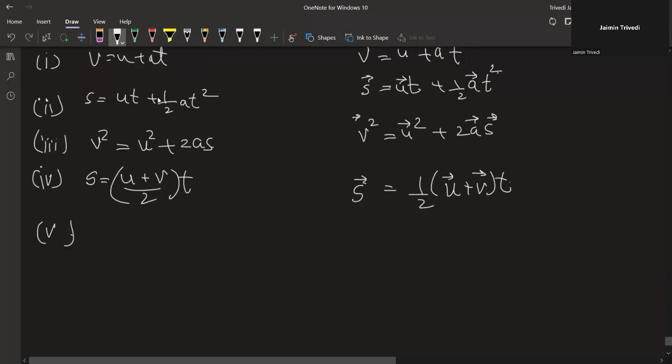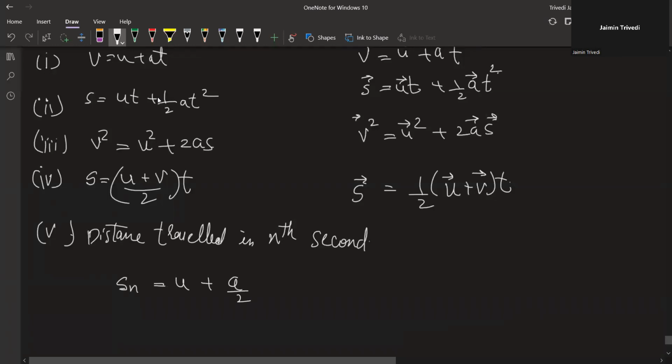Fifth equation. Do we have a fifth equation? It's similar to the previous one. This is for the distance travelled in the nth second: Sn equals u plus a by 2 into (2n minus 1). In a similar way, if we want it in vector form, let it be the same.